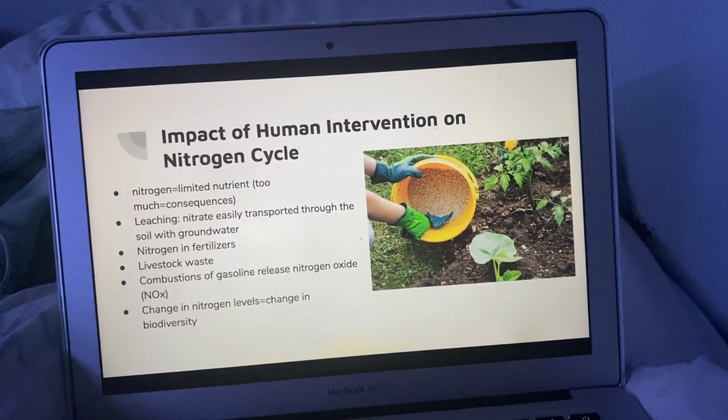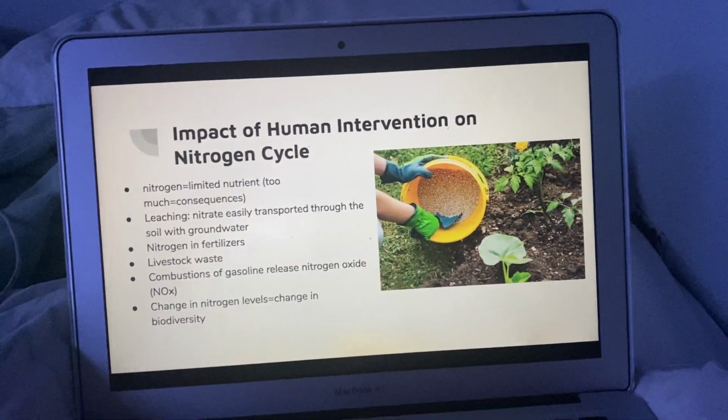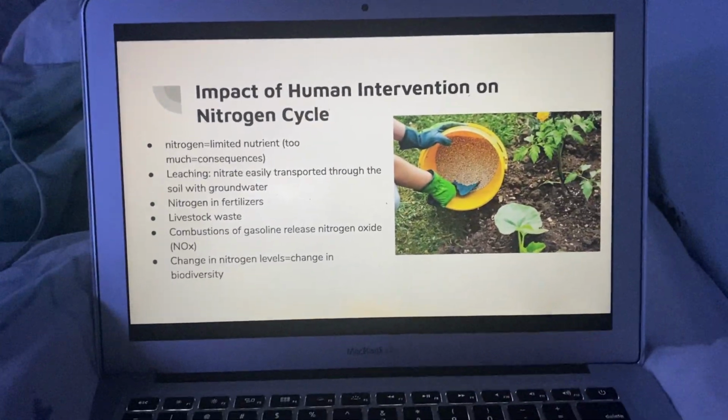ecosystem and kills off other species, as well as releases photochemical smog, as I said before.